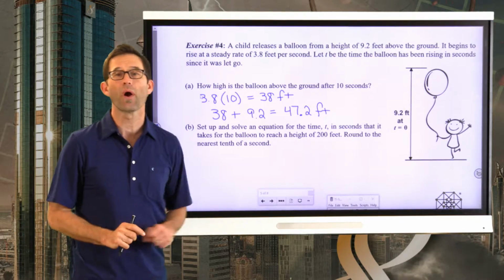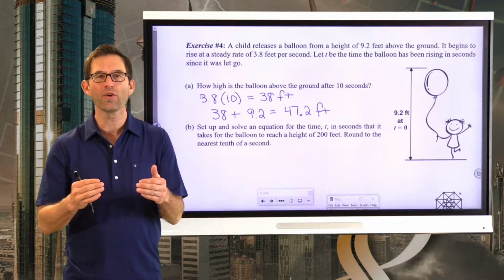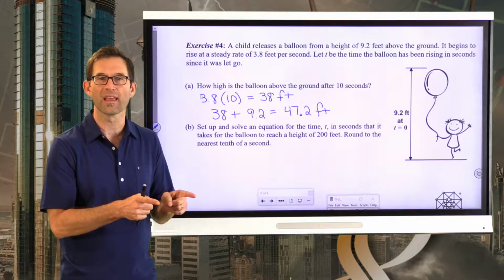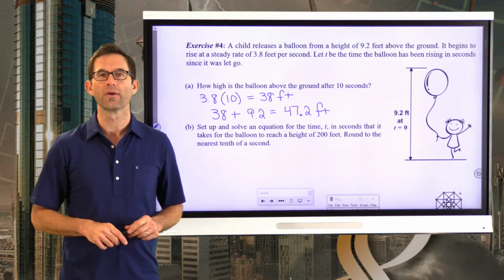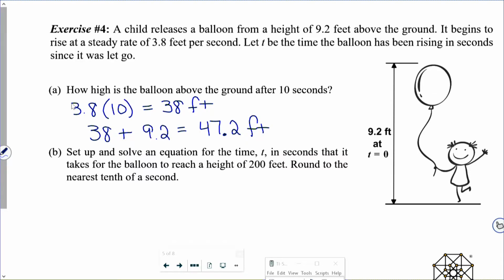Now, the whole purpose of this problem is to just give you a sense for how you're going to end up setting up this equation in letter B. So let's take a look at letter B. Set up and solve an equation for the time t in seconds that it takes for the balloon to reach a height of 200 feet. Round to the nearest tenth of a second.